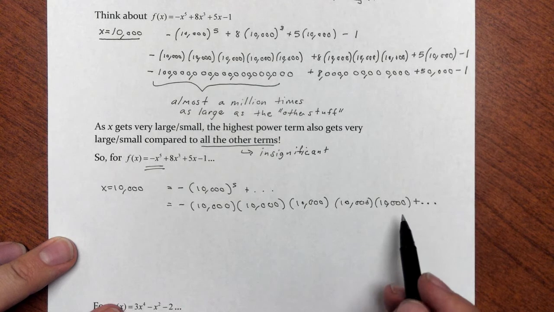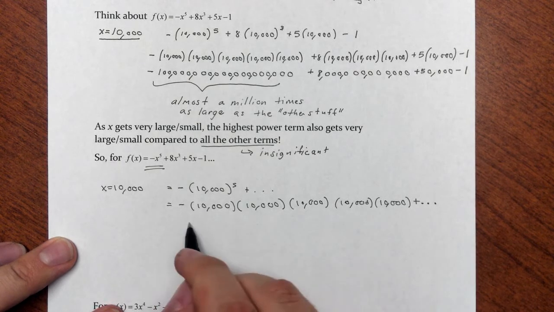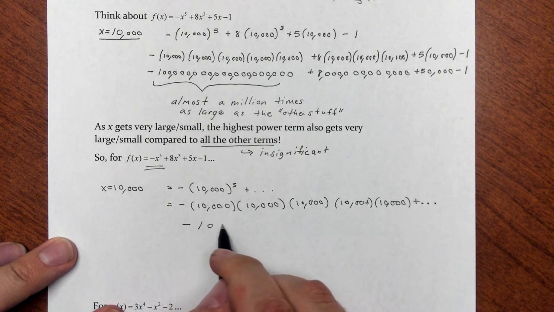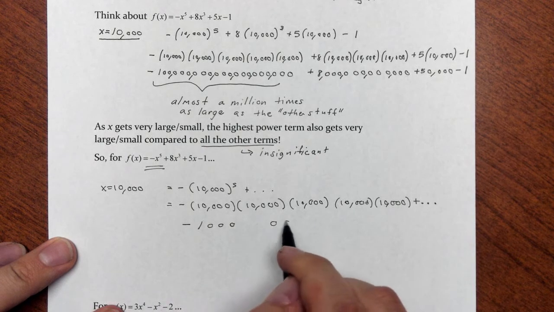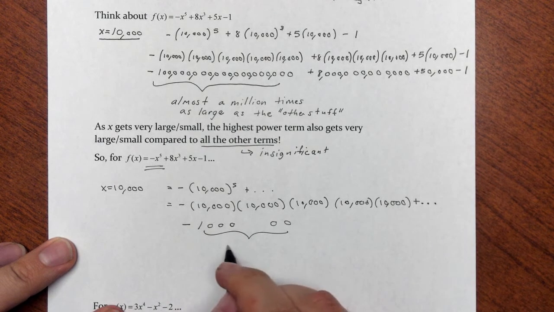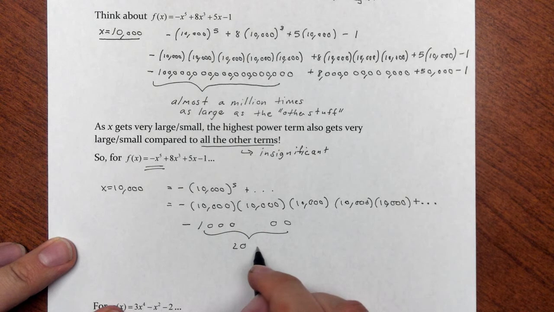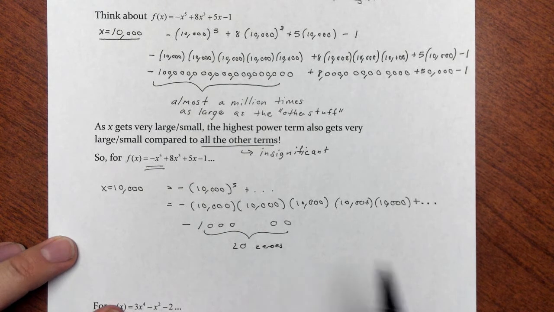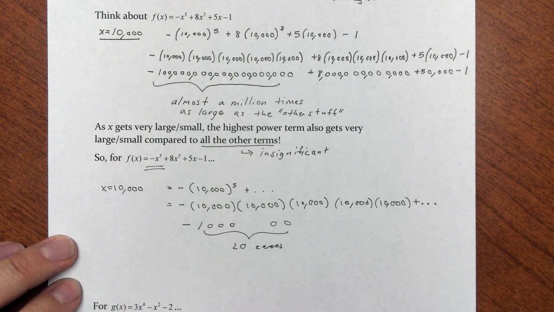And what do I see here? I have a very, very negative number. Okay, negative 1, 0, 0, 0. It's 20 zeros is what it is. So essentially, we are approaching negative infinity.